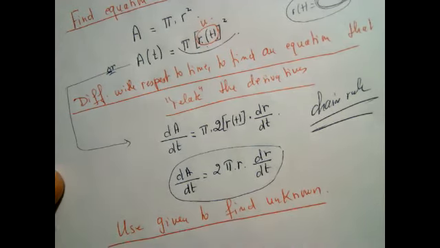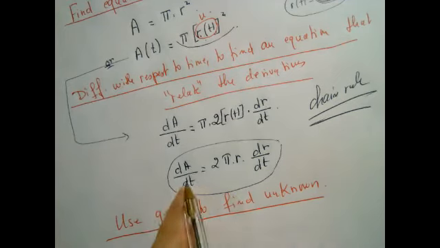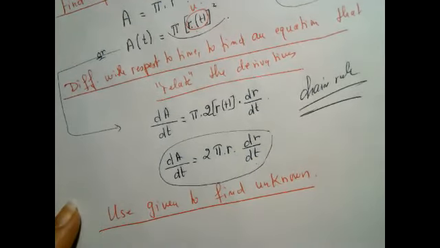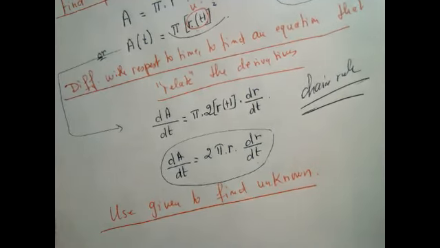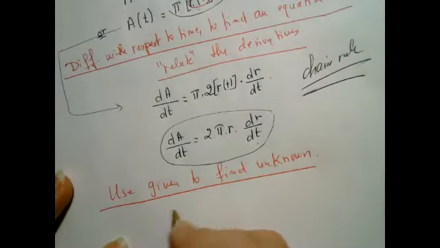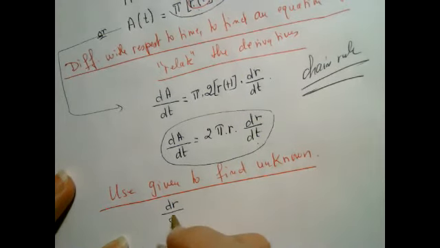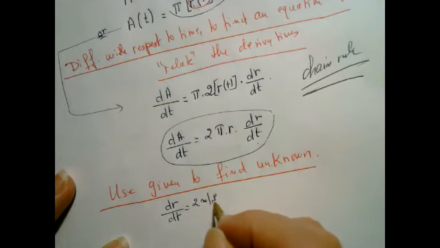So that's my last step. Okay, so once I find the relationship between the derivatives, then I have to use what's given to us to find the unknown. Now, what is given to us? What's given to us is that I know how fast the radius changes, 2 meters per second.